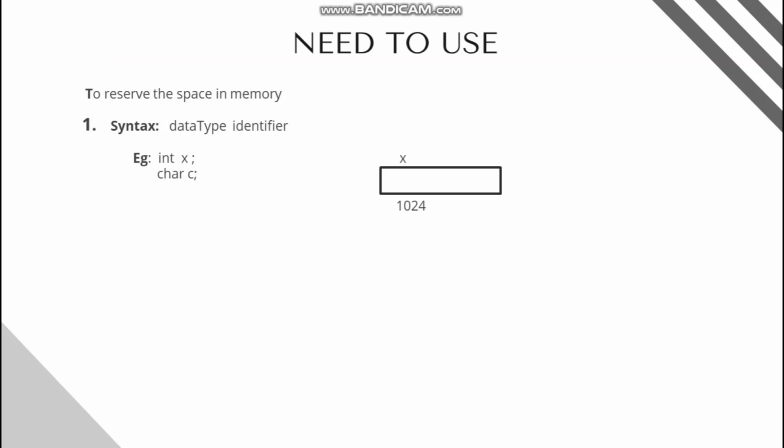What is the syntax of the data type? Syntax is nothing but how we write in the code. The syntax of the data type is data type, space, followed by the identifier name. Example, int space followed by the variable name x. Second one, char space followed by the character name c. When we write int x, our computer reserves some space for the variable x, and this x can hold only integer data type because we already asked to reserve the space for integer by writing the word int. So this x cannot hold any floating point value, that is, a fractional part.